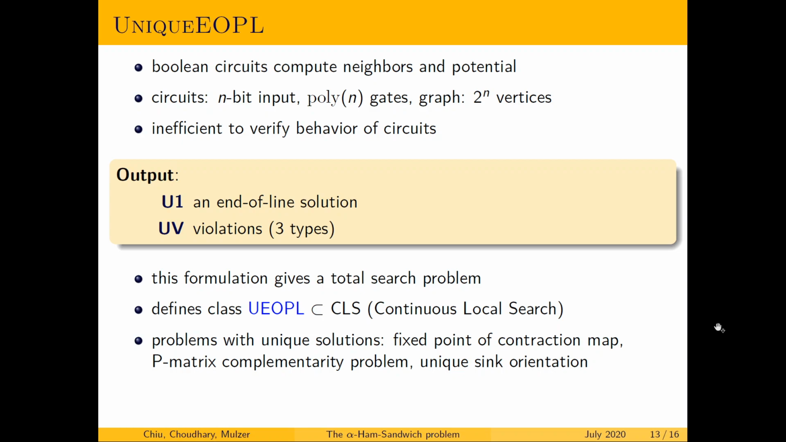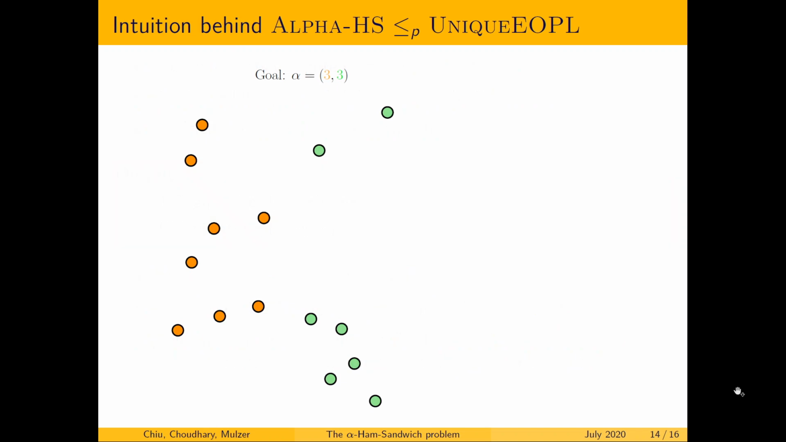This contains problems which have unique solutions. For example, finding the fixed point of a contraction map, the P-matrix complementarity problem, or the unique sink orientation problem. Let us now try to understand the intuition behind the reduction from alpha ham sandwich to unique EOPL.